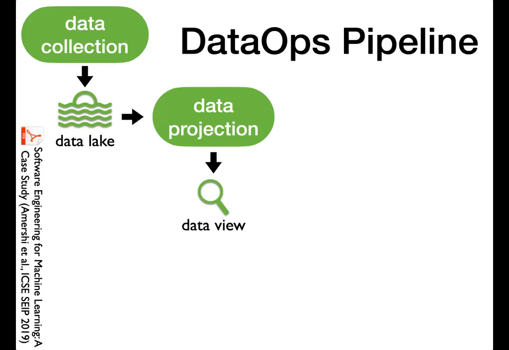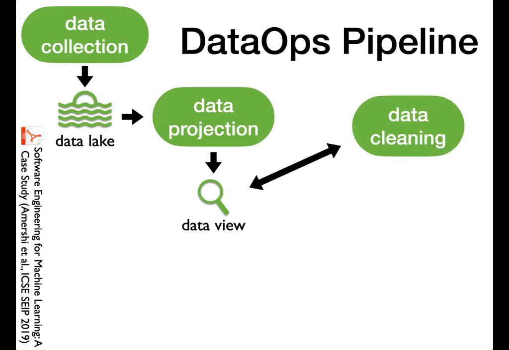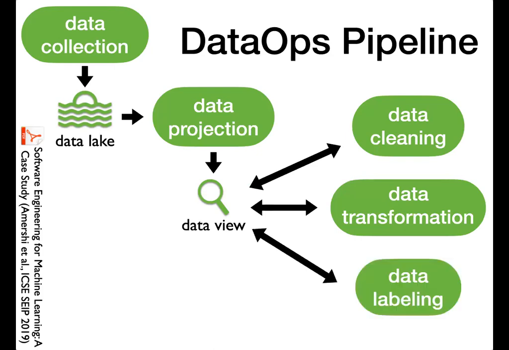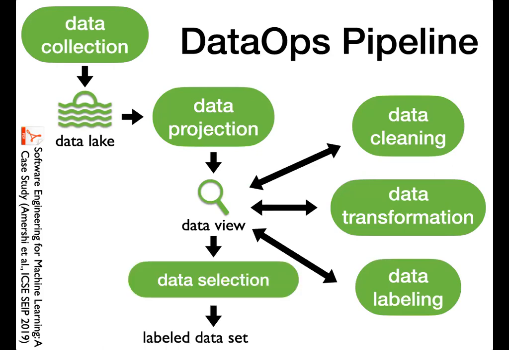Okay, but then as soon as you have some kind of use case in mind, you start to project the data in a view, and that view will be more focused on a specific set of use cases. You need to clean the data, you need to transform it, the format and units and so on. I need to label it for that use case. And then for one specific application for that use case, you would then select the data and get a labeled data set. All right. So that's what people tend to do in that world.